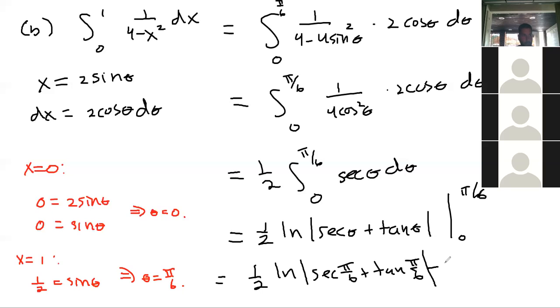what happens when you plug in 0. So that would be log of the secant of 0 plus the tangent of 0. And if you go and look up these values, what you end up getting is this all adds up to 1/2 the natural log of 3. Oh, I'm sorry, 1/4 the natural log of 3.